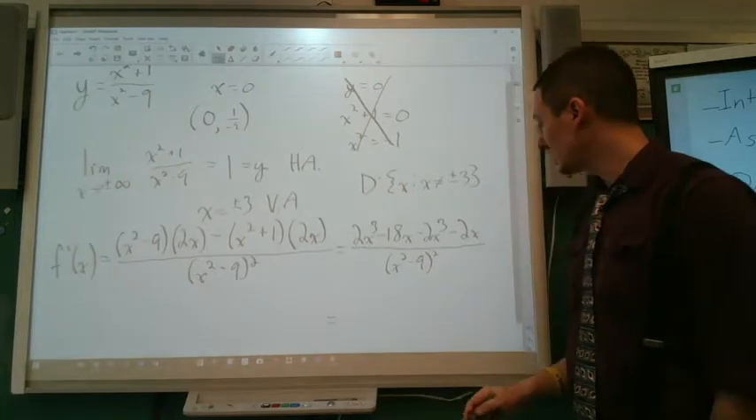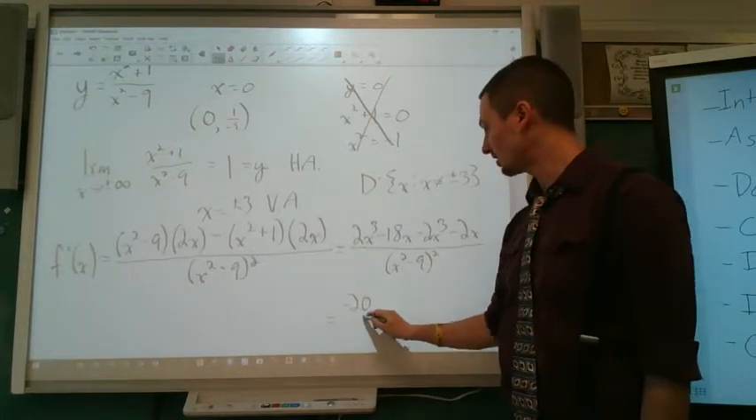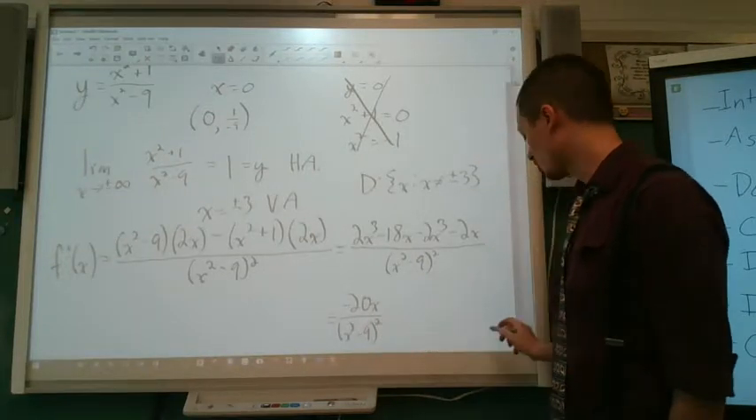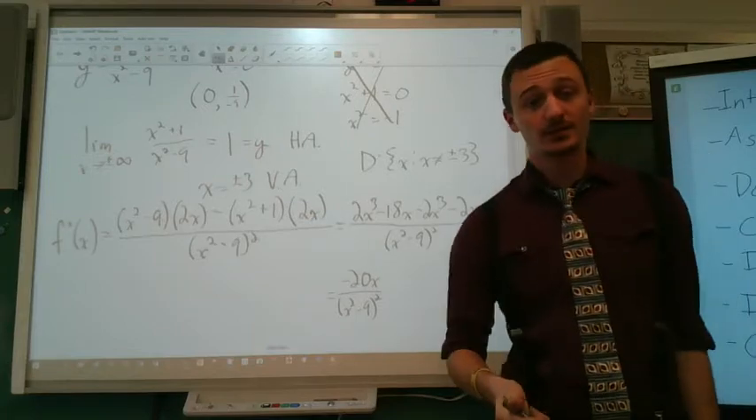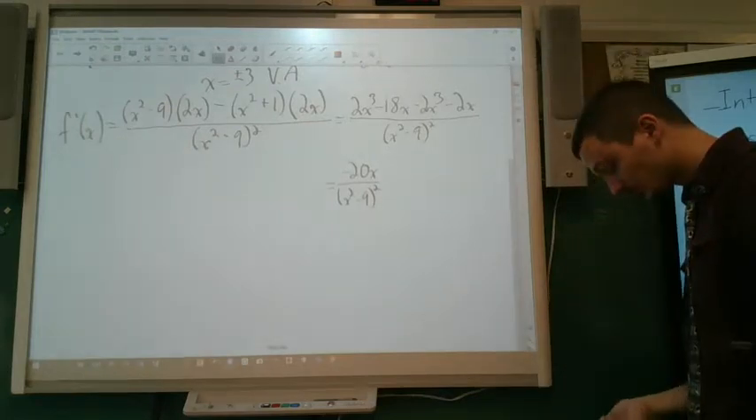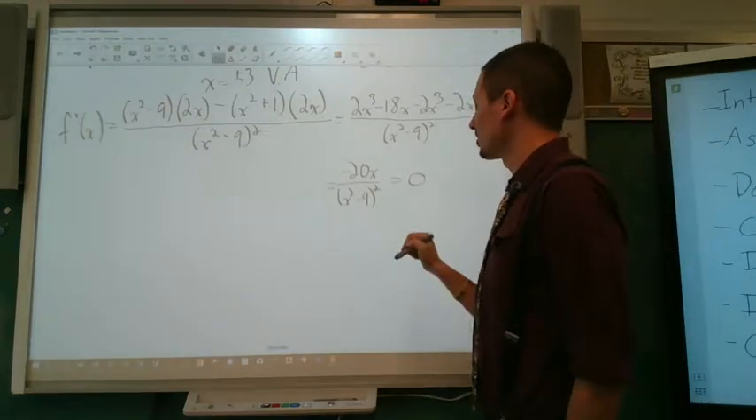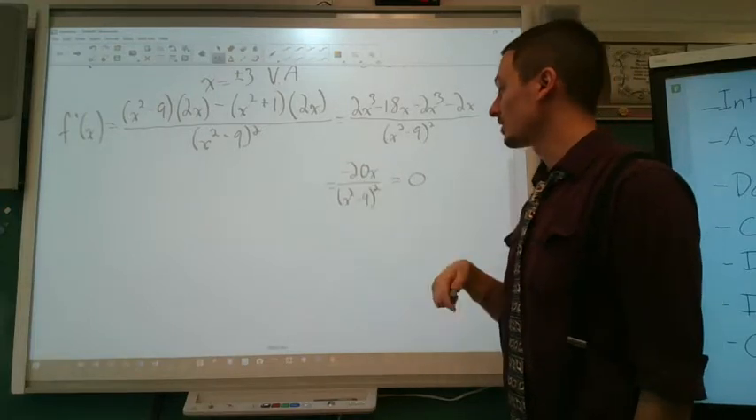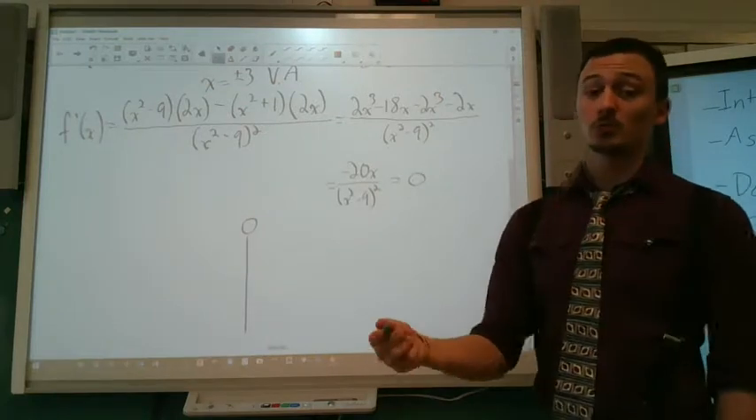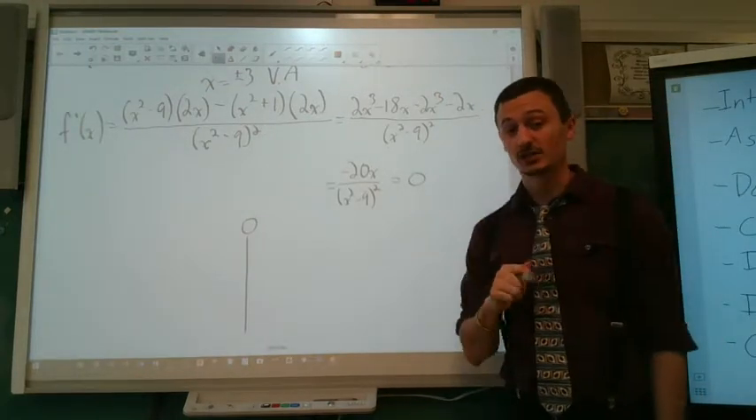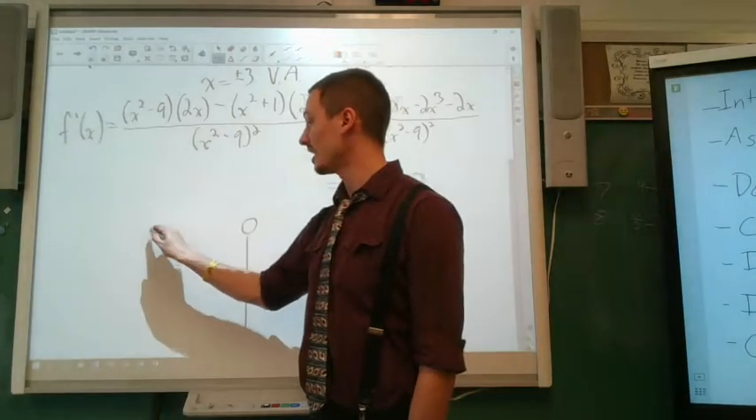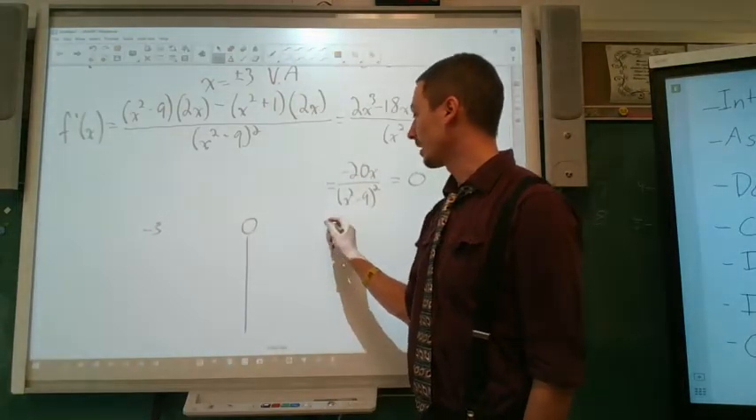And this will be negative 20x over x squared minus 9 squared. So that's the first derivative. To find the critical points, we set the first derivative equal to 0. And when this equals 0, it will only happen when the numerator is 0. So we have a critical point at 0. And also, remember, critical points can happen where the function is undefined. So we have to take into consideration where the denominator is also 0, which is still positive and negative 3. Those are our asymptotes.